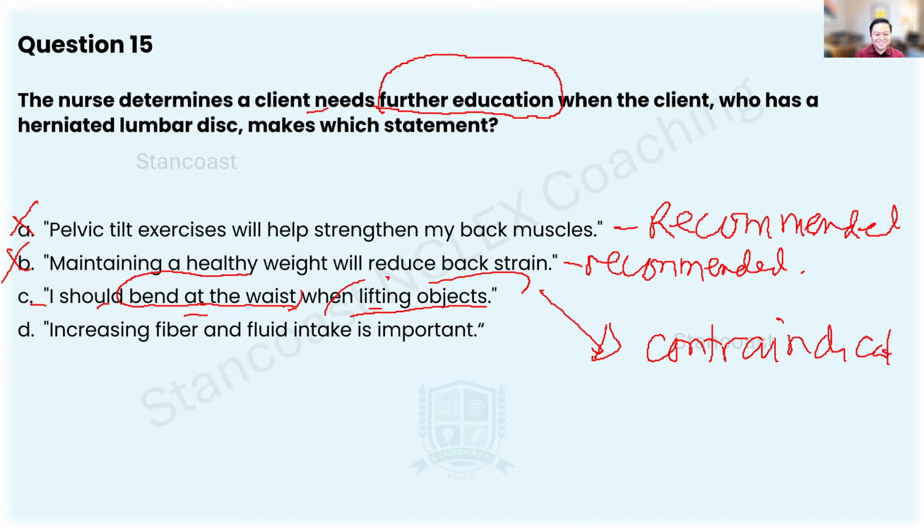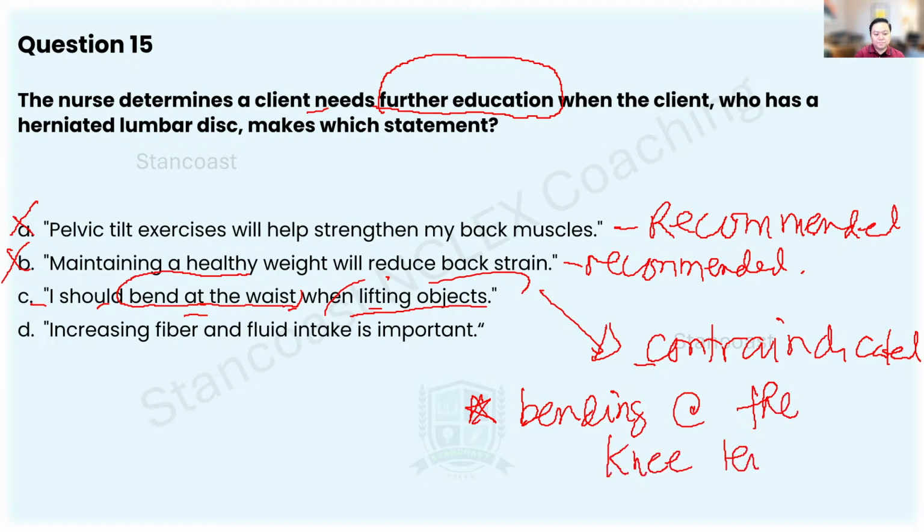Welcome to our review. This is highly contraindicated, guys. Bending at the waist should not happen. Instead, what the patient should be doing is actually bending at the knee level. Okay? Knees bending, not hip or waist bending. This is highly contraindicated. If you answered letter D, increasing the fiber and fluid intake is important.